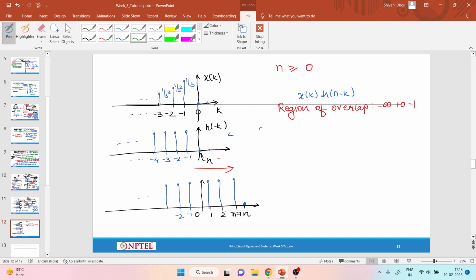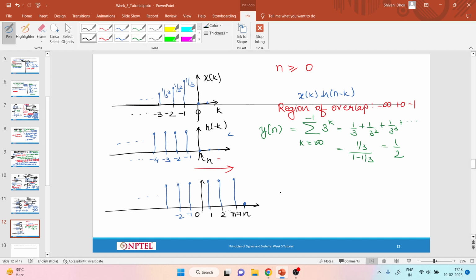So now I can write y of n is equal to summation k running from minus infinity to minus 1. My x of k takes the value as 3 power k, and my h of n minus k takes a value as 1. And therefore I can write this as 1 by 3 plus 1 by 3 square plus 1 by 3 cube and so on, and this comes out to be 1 by 3 upon 1 minus 1 by 3, which comes out to be 1 by 2.